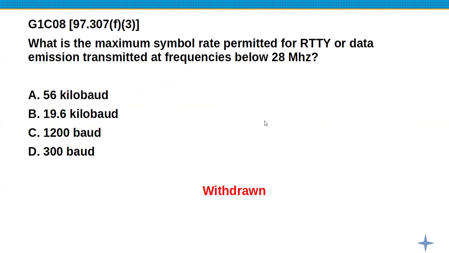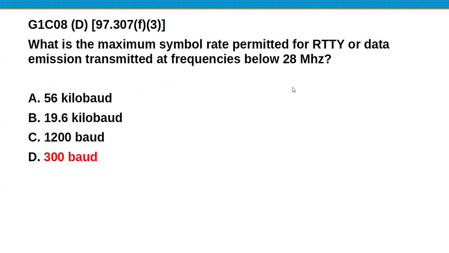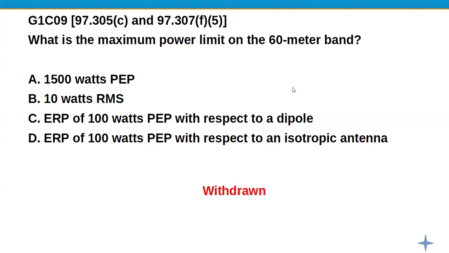This is one of the data rates that was withdrawn. Frequencies below 28, so below 10 meters, is 300. Delta. Yep. Oh, and this one was withdrawn because they changed the power limit.